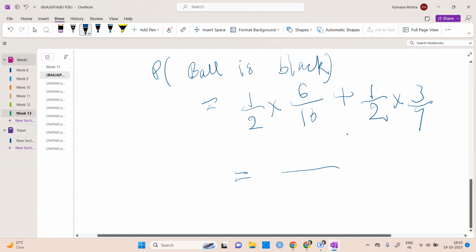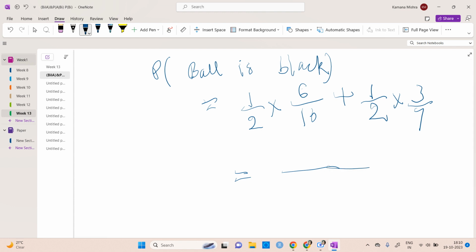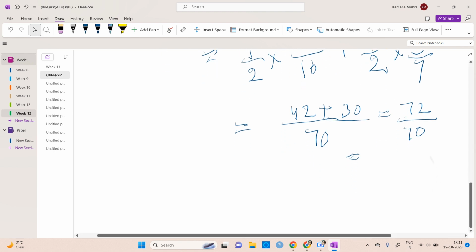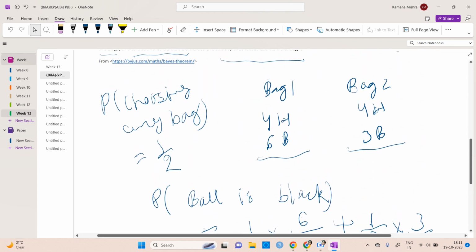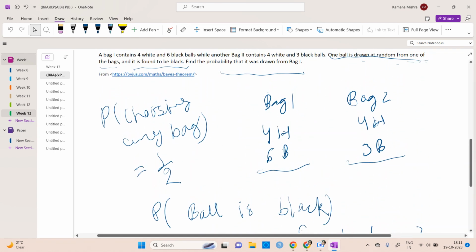It would be, I think, 1070 would come, right? So it would be 6 times 7, 42, and 3 times 10, 30. So most probably it is 72 by 70, which would be, I think, 36 by 35, right? So this is the probability that the ball is black. This probability we call the prior probability.